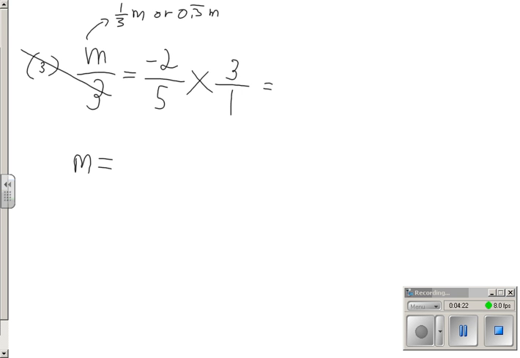So now I have -2/5 times 3, or 3 over 1. Multiply the top, so I get -2 times 3, and the bottom, 5 times 1. I get -6 over 5. Okay? Now that could be sufficient for an answer, or because it's improper, you can change it to -1 and 1/5. That's the answer as well.